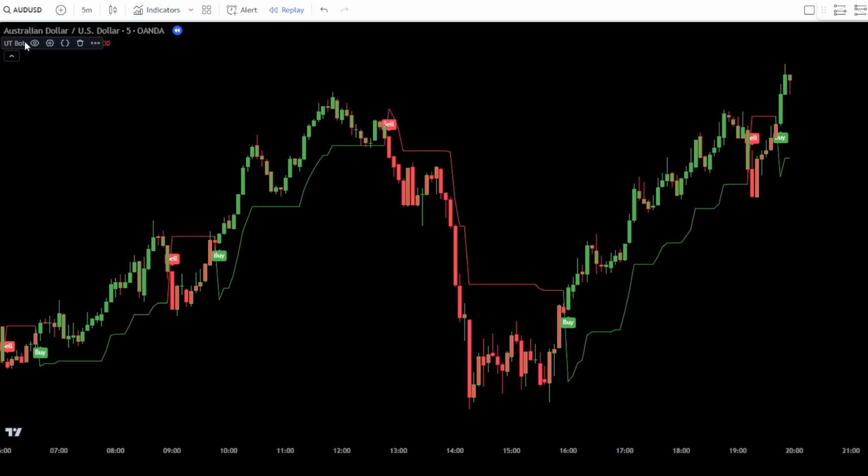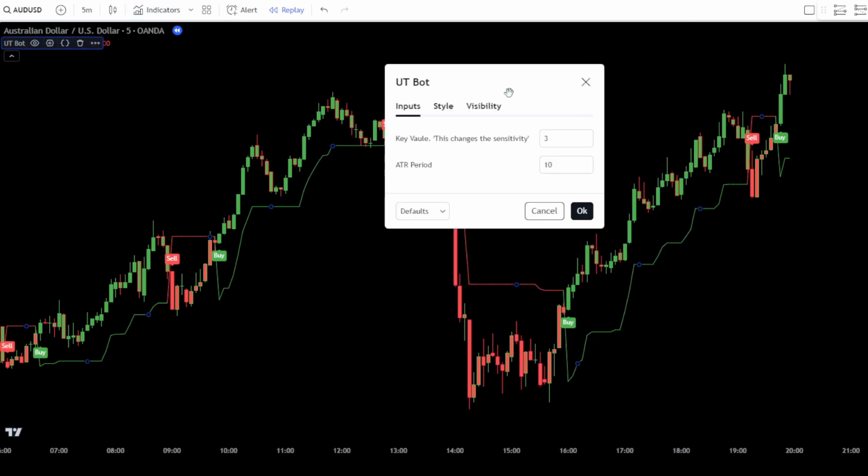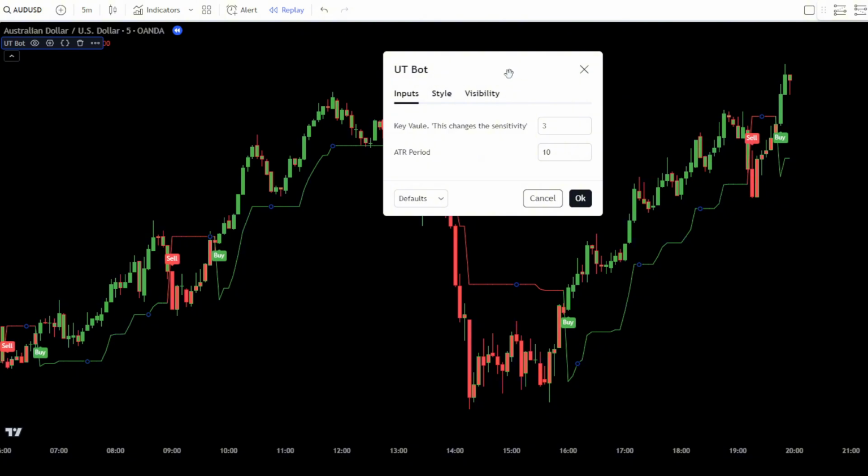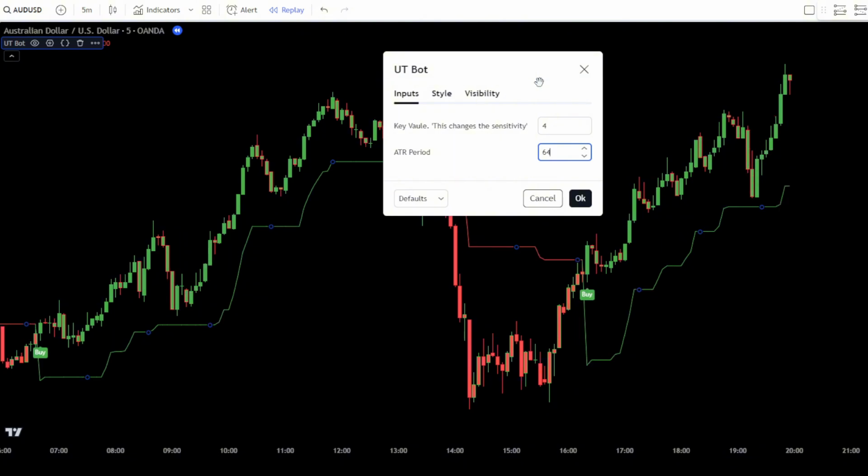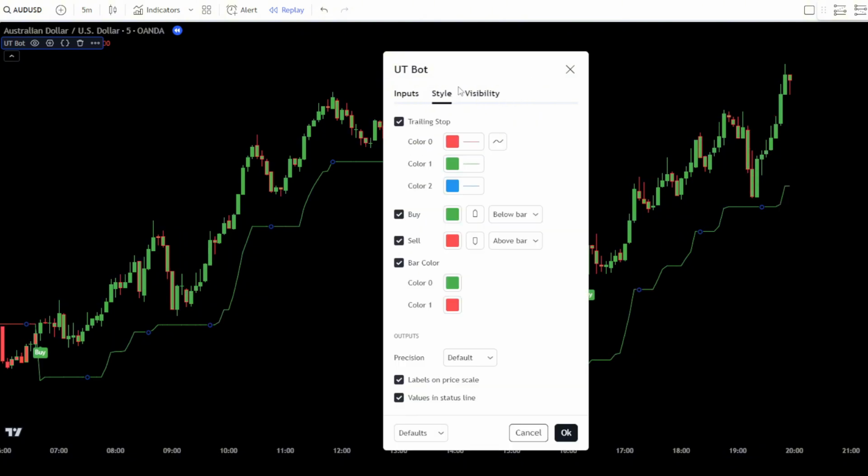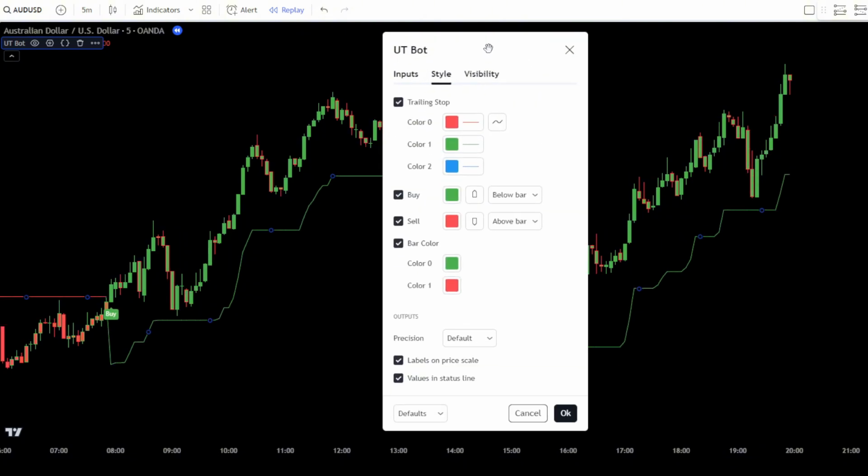After that, adjust the settings for the UT-bot indicator. In the Input tab, change the key value to 4. Also, change the ATR period to 64. Next, go to the Style tab. In the Style tab, uncheck the boxes for trailing stop and bar color. Once done, just click OK to save the changes.